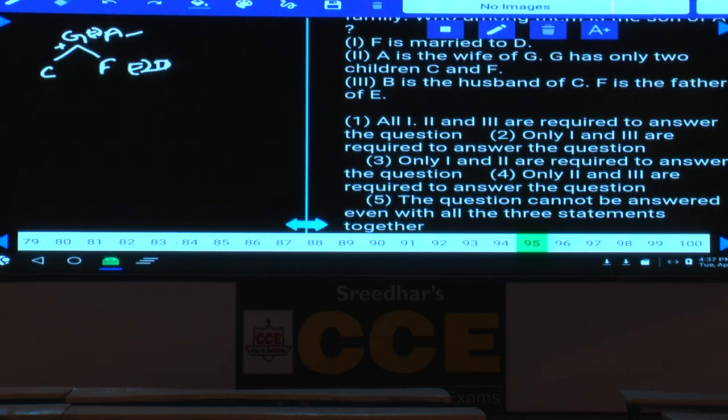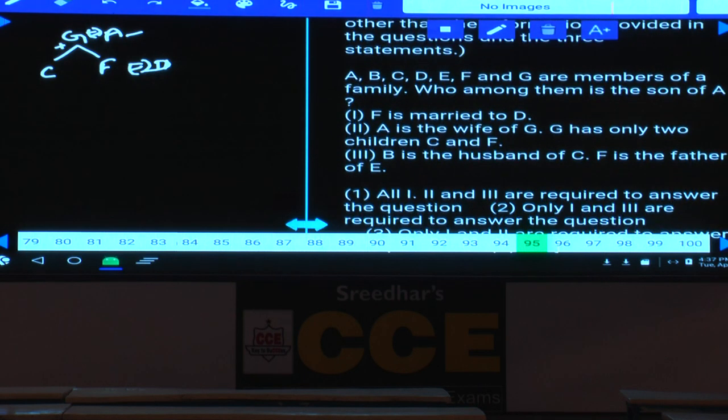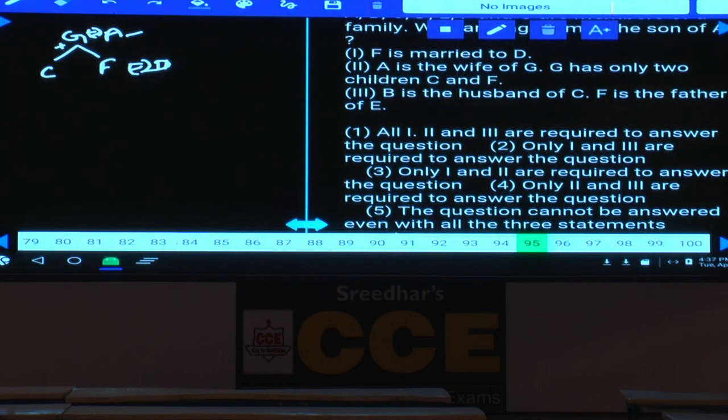Now the question is about who among the following is the son of A. Tell me who is the son of A, are you able to determine the answer? C and F are the children of this A. And between these two persons, who is male? That is not clearly known. And this choice is also ruled out. Hence, choice 2 is ruled out and choice 1 and 3 is ruled out. And next one, 1 and 2 is also ruled out.